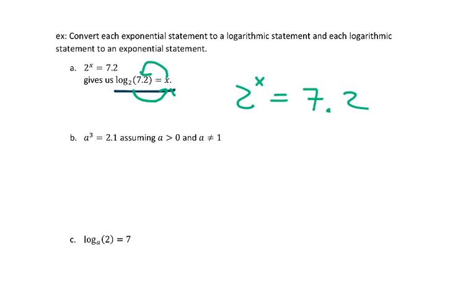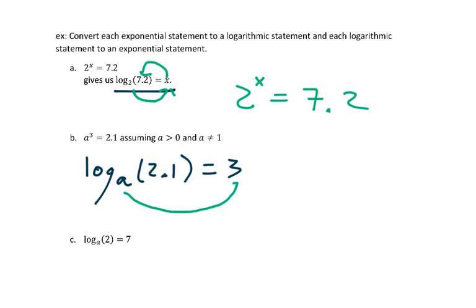So for instance, in the next one, notice here we don't know what a is. All we know is that a is positive and not 1. So from here, we're going to have log base a of 2.1 is equal to 3. And again, how do I know for sure that that's right? Let's do a log roll. We have a raised to the third equals 2.1, which is exactly the same statement we have here. So we know that the answer is right.